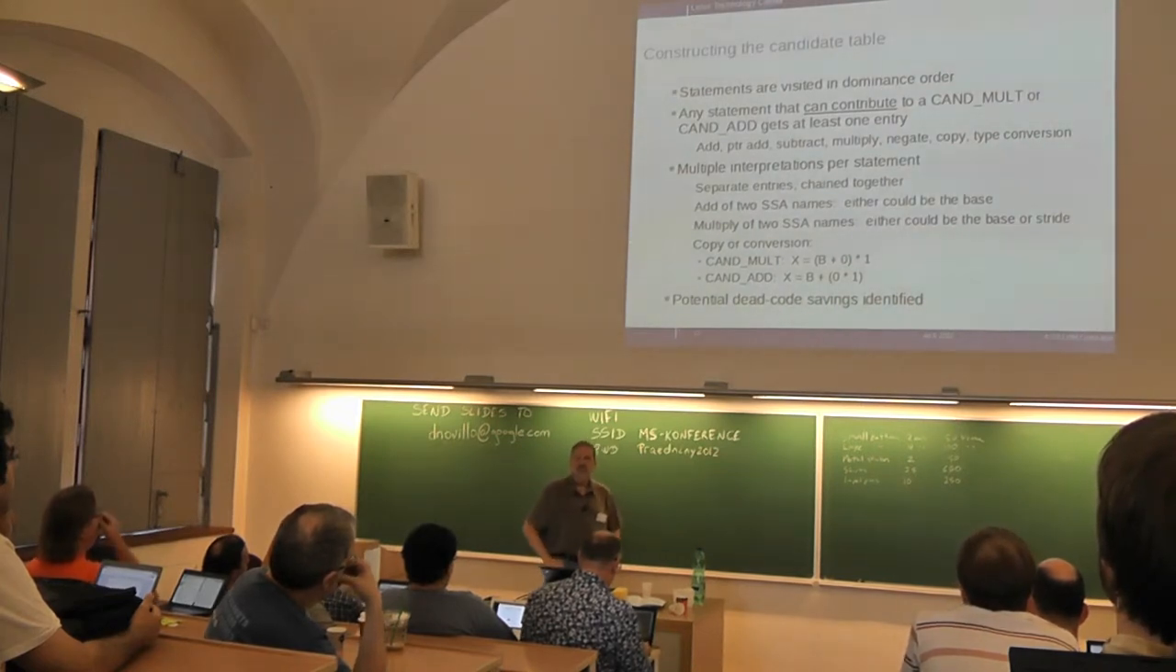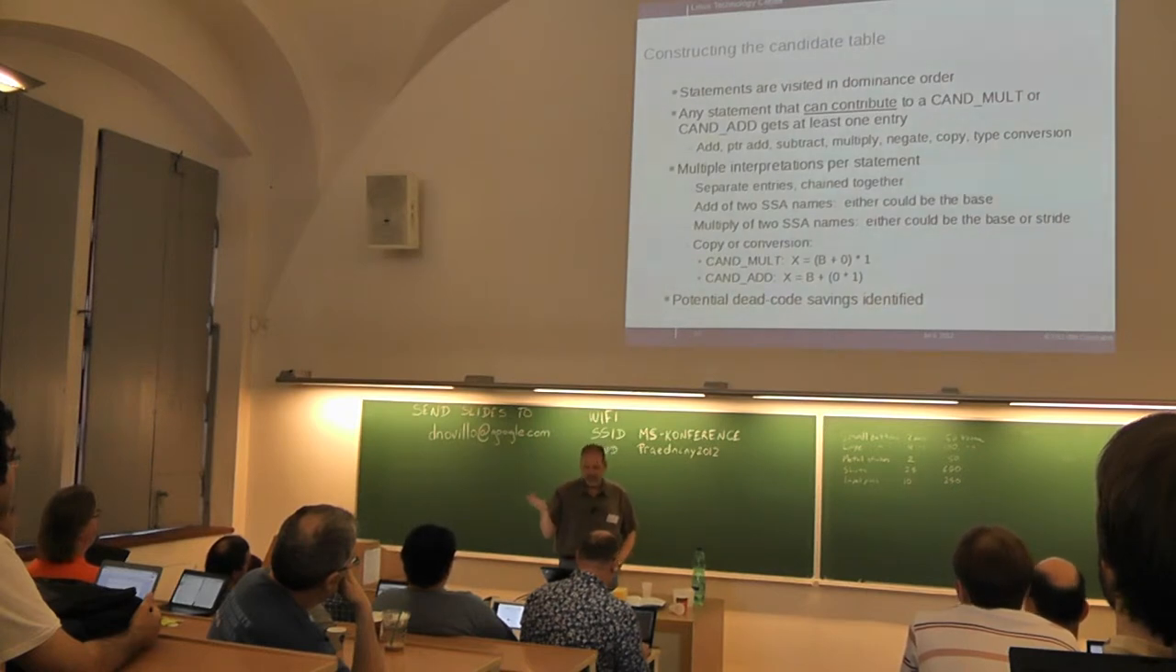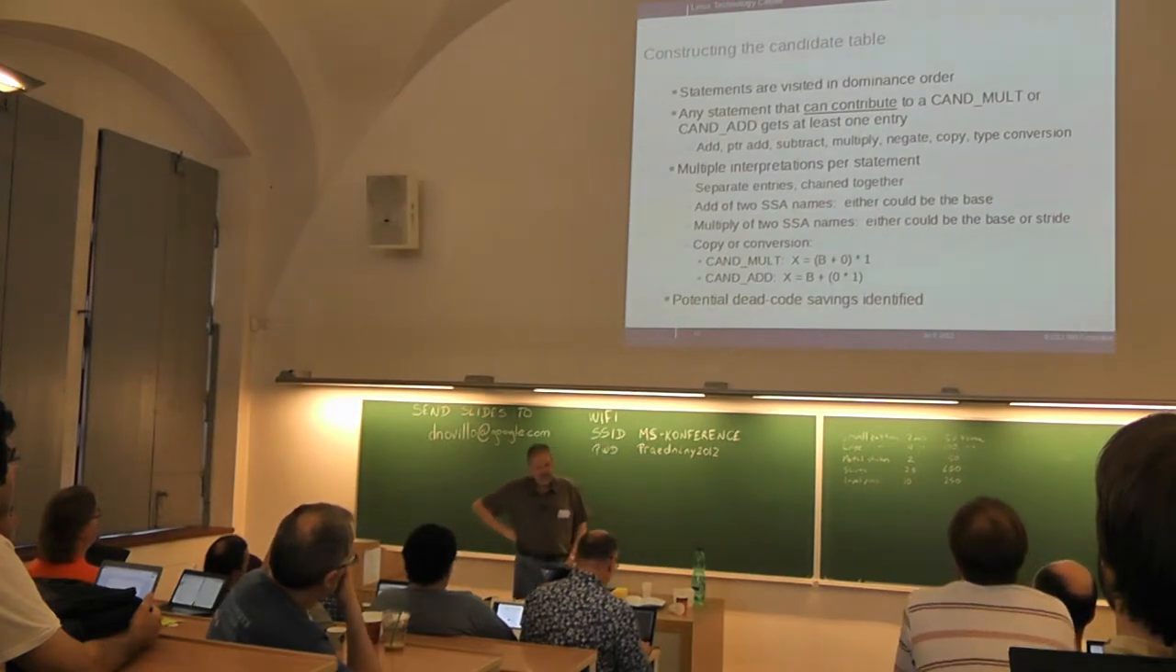So we'll have separate entries in the candidate table, more than one entry on occasion for the same statement, and chain them together so we can keep track of them. So as an example, if you have an add of two SSA names, either one of those could serve as the base for one of those names. So we have to have two different interpretations and so forth.